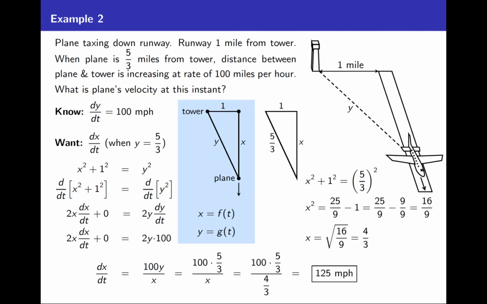At the precise instant that the plane is 5/3 of a mile from the tower, it's moving down the runway at 125 miles an hour. So this is a typical related rates problem. We were given a rate of change, we wanted to find another, we carried out our procedure, and we found that unknown rate of change.